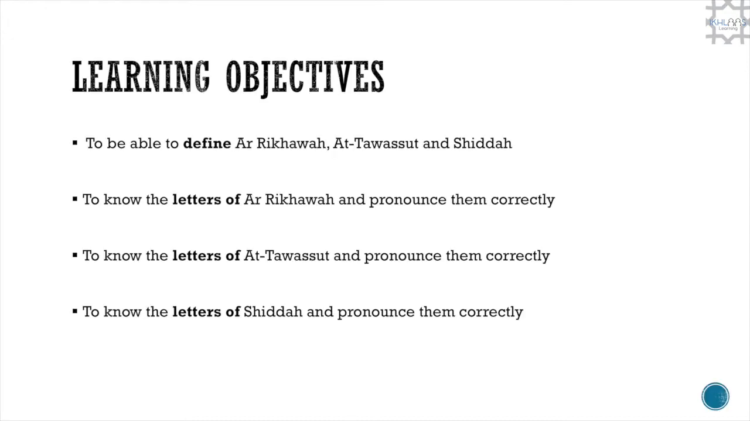In this lesson, we will be covering sound. Our learning objectives are: number one, to be able to define al-rikhawa, at-tawassut, and shidda. Number two, to know the letters of al-rikhawa and pronounce them correctly. Number three, to know the letters of at-tawassut and pronounce them correctly. And finally, to know the letters of shidda and pronounce them correctly.